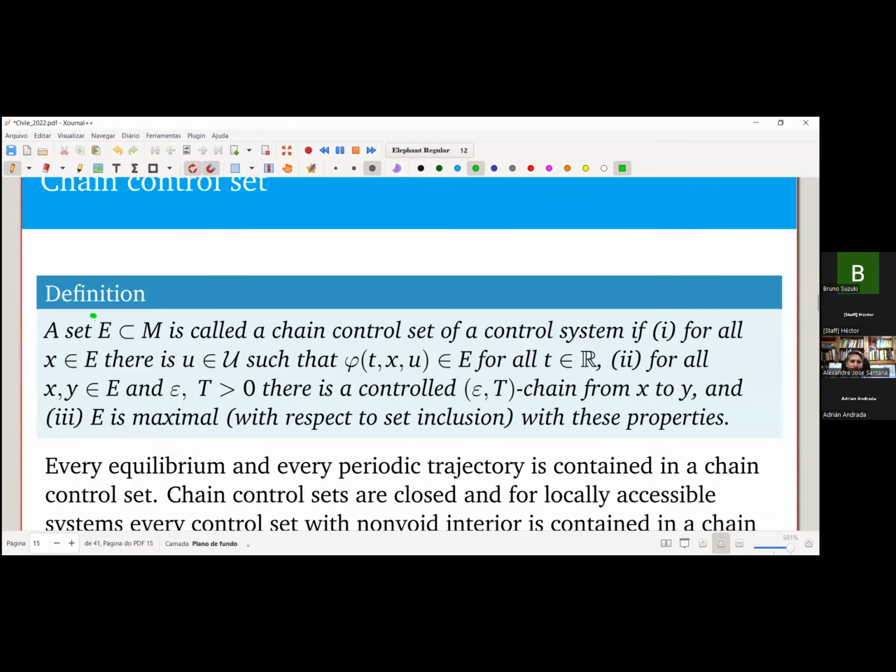A set E in M is called a chain control set for a control system if for every x in E there is a control u such that the solution phi of t, x, u is in E for all t, and for every two elements x and y in E, and epsilon and T greater than 0, there is a controlled chain linking x to y. And E is maximal with respect to these properties.